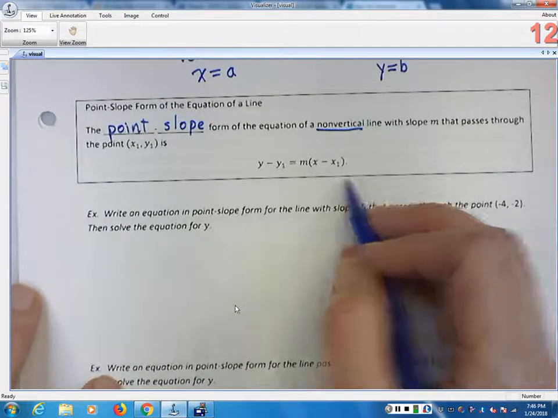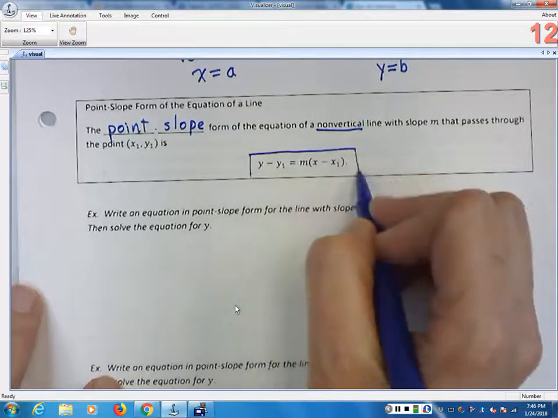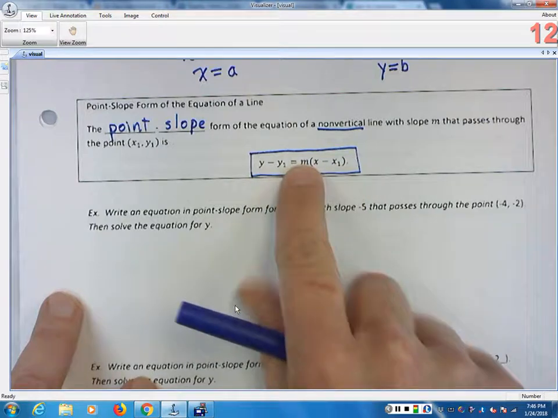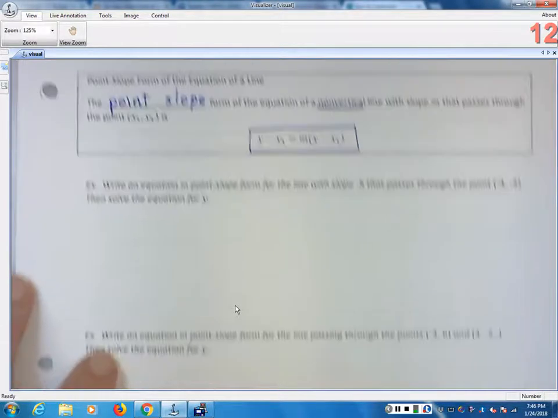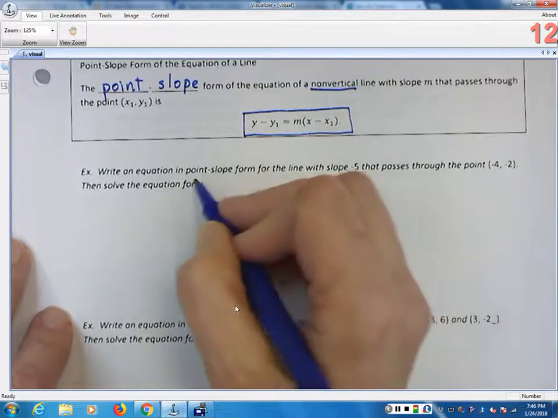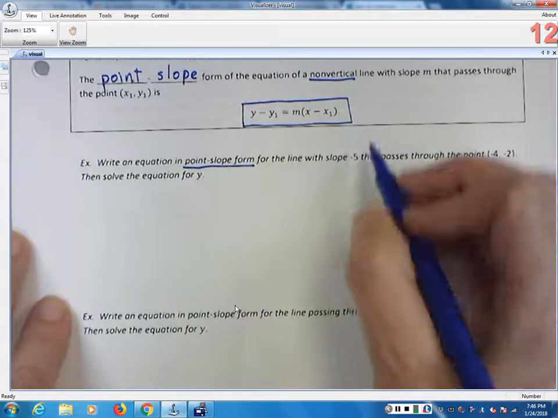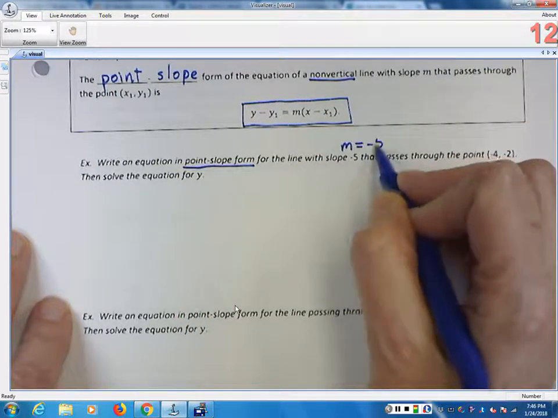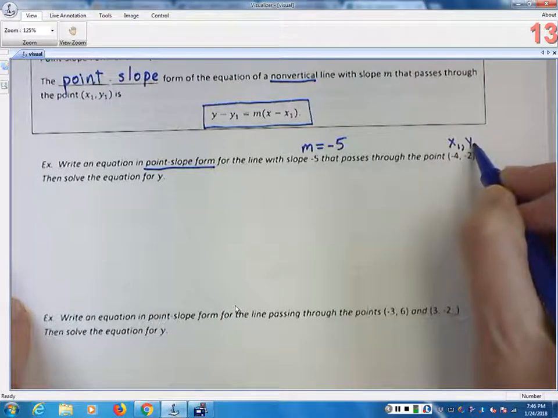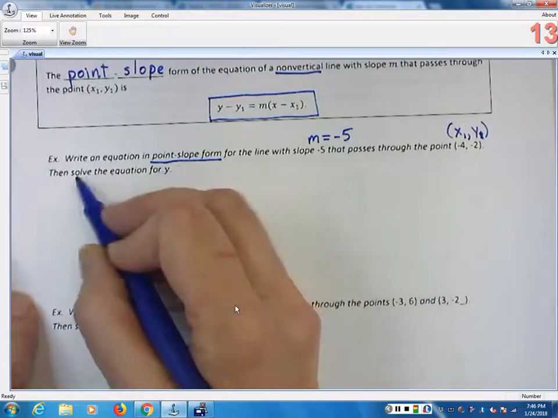You need to use this form. It's given to you on the formula sheet for the test. I give you 4 equations, but I don't tell you what it is. It's got a point and a slope, so it's a point slope form. So if I ask you to find something in point slope form, don't keep going. But this question says find it in point slope form with a slope of negative 5 that passes through negative 4, negative 2, y1. And then you're going to solve the equation for y.